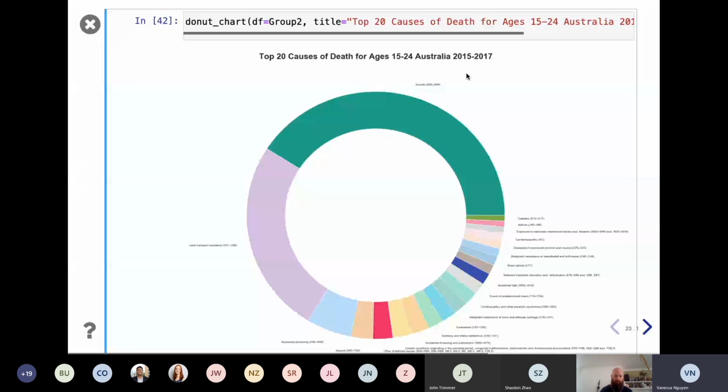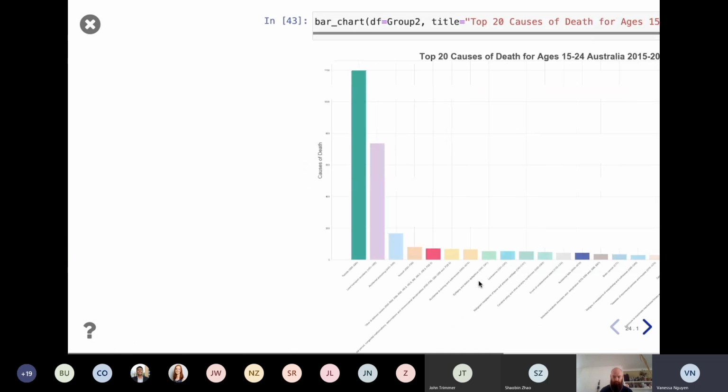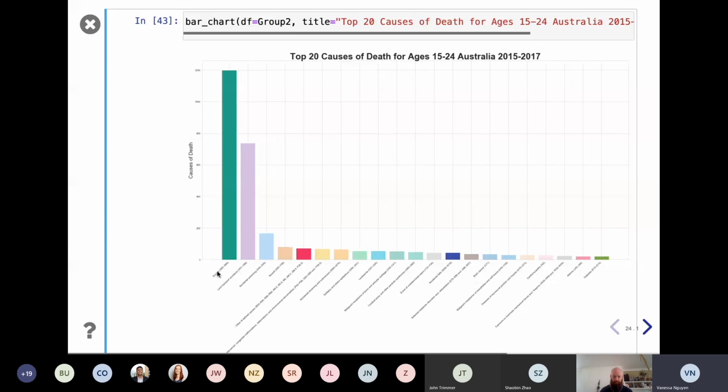I then looked at 15 to 24, and I can see that there's a large proportion caused by suicide and land transport compared to the other causes, which are really minor. Looking at the bar chart, I can see that there is a huge spike on suicide, and then there's a big gap between the first and second leading causes in that age group.